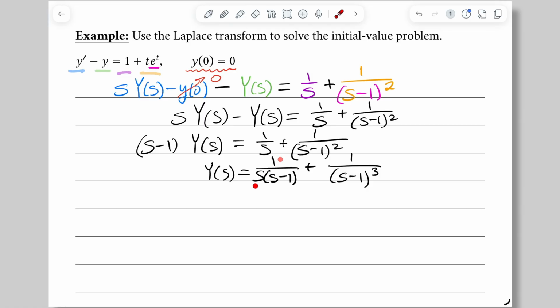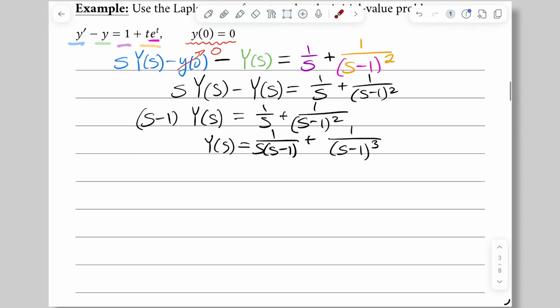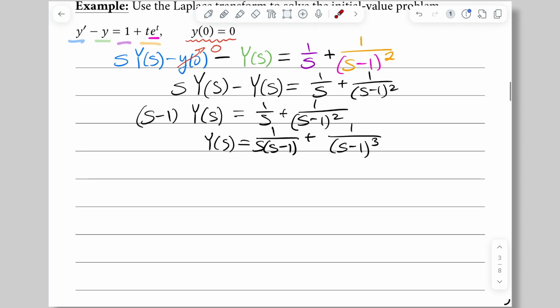For 1 over s times s minus 1, I need to use partial fraction decomposition on that. You could combine these into one single fraction and use partial fraction decomposition for the whole thing, but it's a little bit more cumbersome than doing what I'm doing in this case. Again, how do I know when I'm going to do that, when I'm not? Kind of take a global view and see, do I have something that's like ready-made for me, and then just deal with the other part.